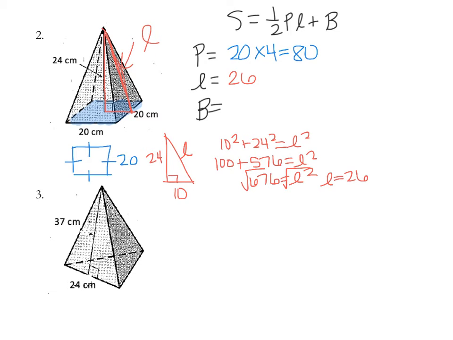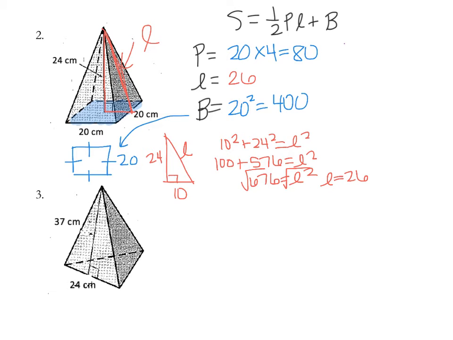Be careful, there might be 1 or 2 on the homework where you get a decimal. That's perfectly fine. Just round to the nearest tenth. This just happened to come out to be a whole number. And then big B is finding the area of the base. We're looking back at the blue shape to find the area. So that's going to be side squared, which is 20 squared, which is 400.